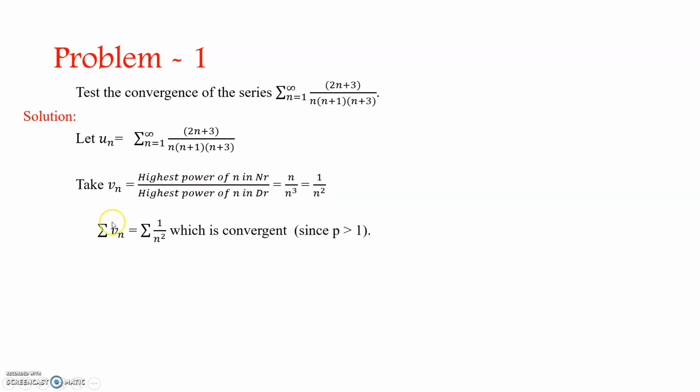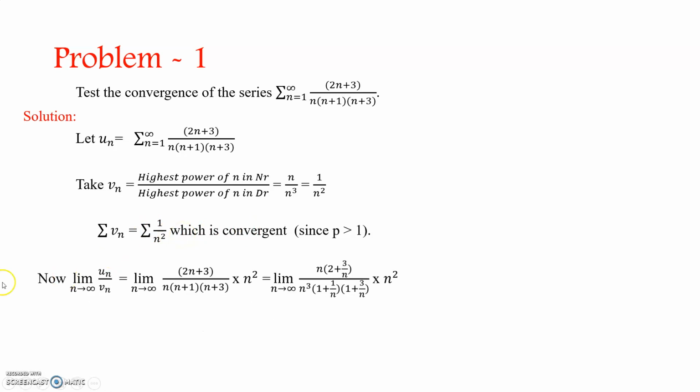Next, summation vn is equal to summation 1 by n square, which is convergent since the p value is greater than 1. By using the p-test, here p is equal to 2. So p equal to 2 is greater than 1. Therefore, summation vn is convergent.